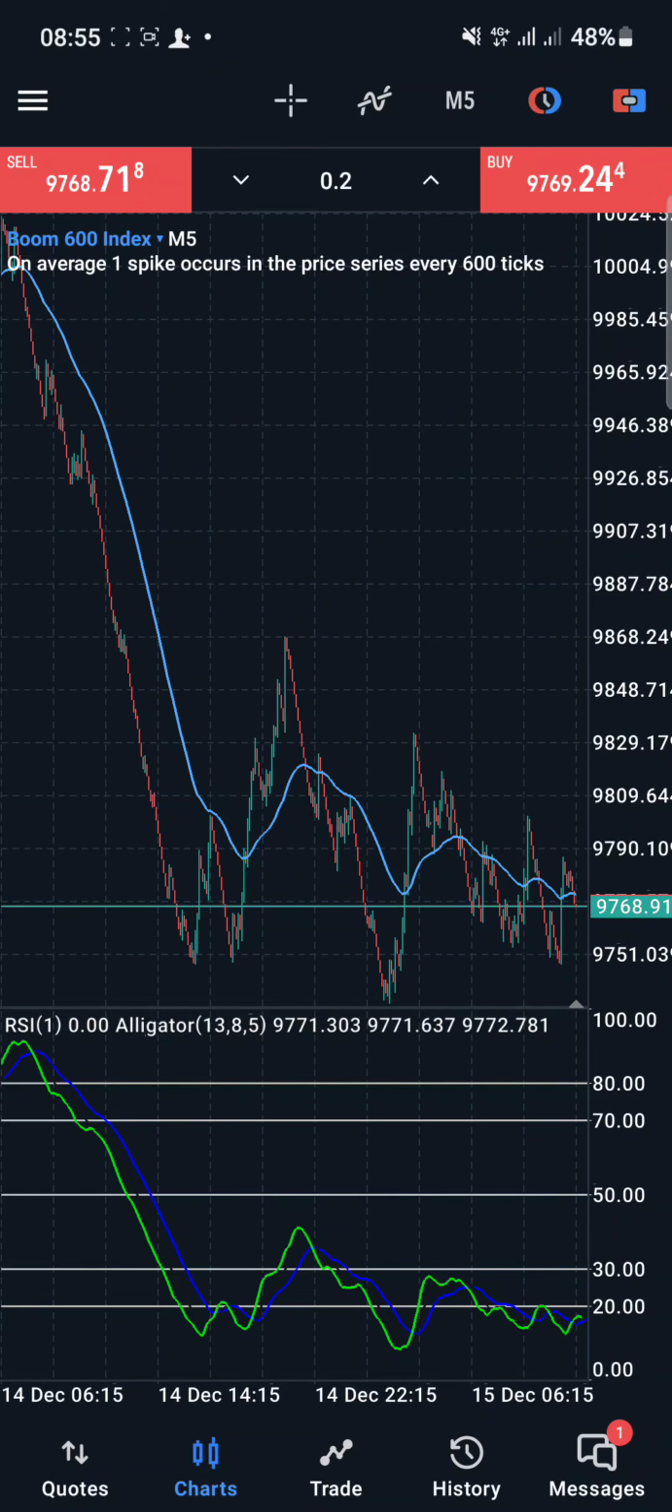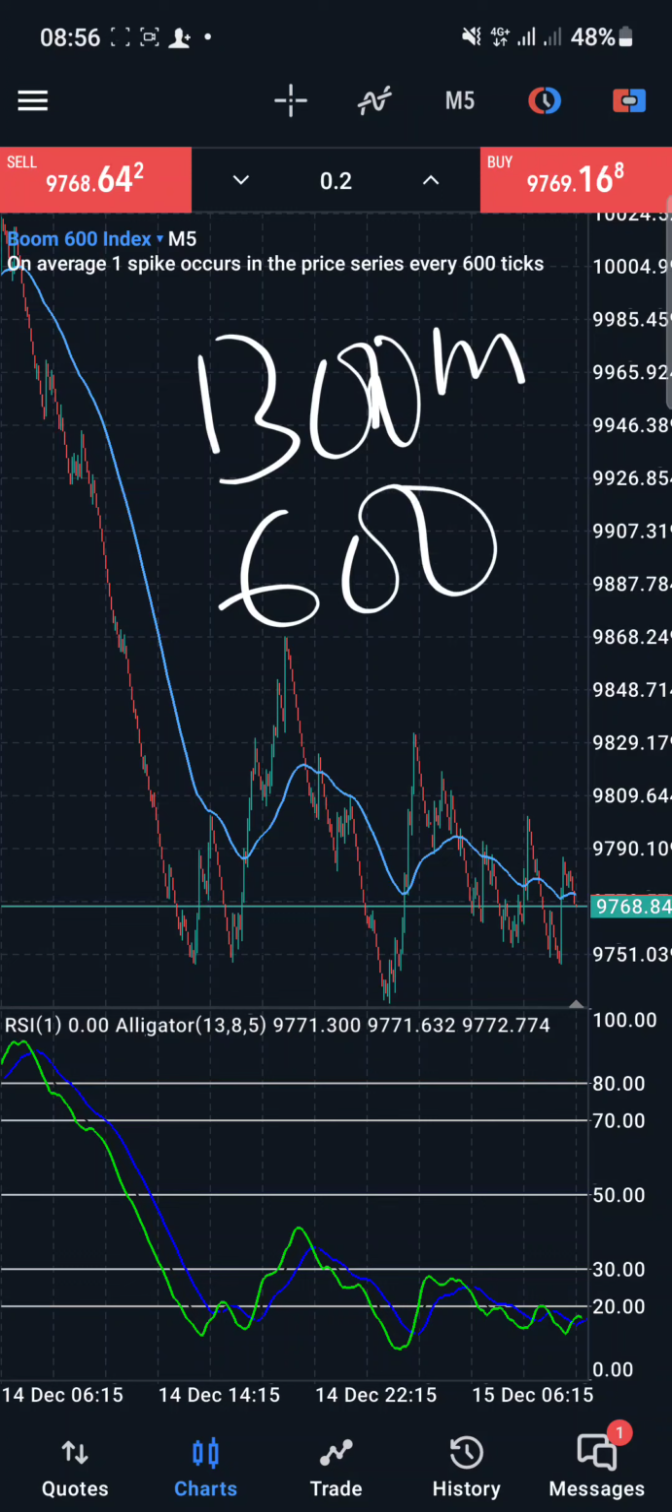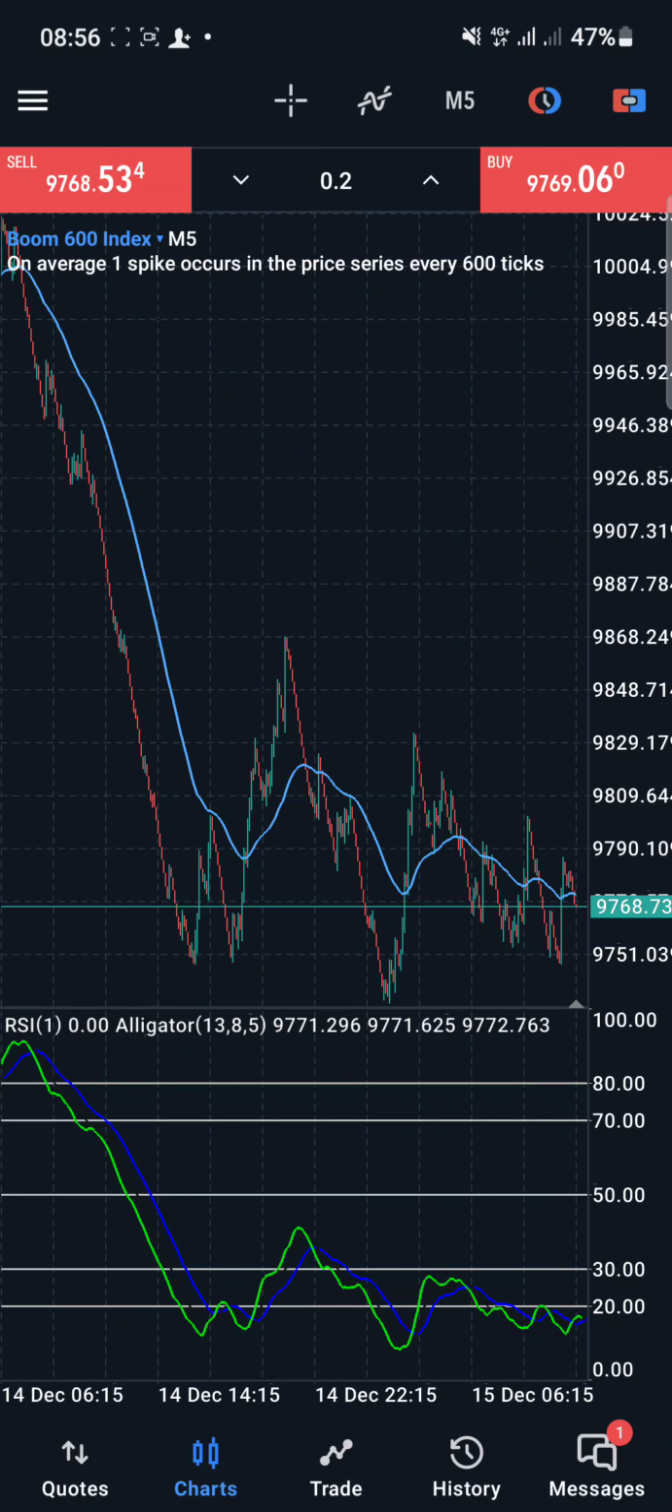And of course, guys, most of you don't know that we have an asset called Boom 600. Of course we do. We also have Boom 900. You guys can find out about all these and add them to the collection of assets that you will be trading.